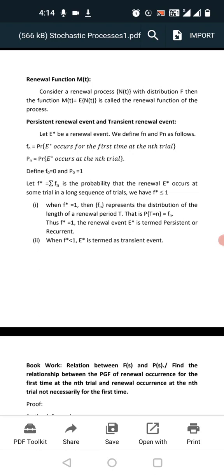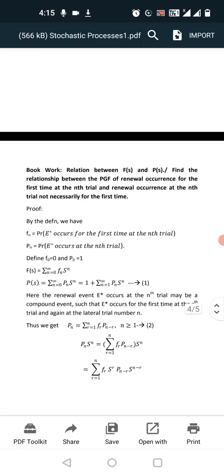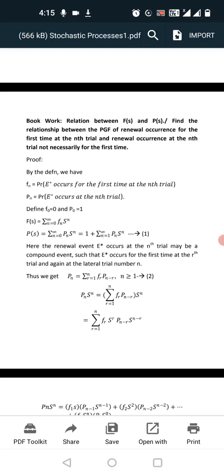Suppose F star equal to 1, then the sequence Fn represents the distribution of the length of the renewal period T, then P(T equal to n) equals Fn. If F star equal to 1, then the renewal E star is termed persistent. Suppose the F star value is less than 1, then it is called a transient event. Next, book work, that is the relation between F(s) and P(s).